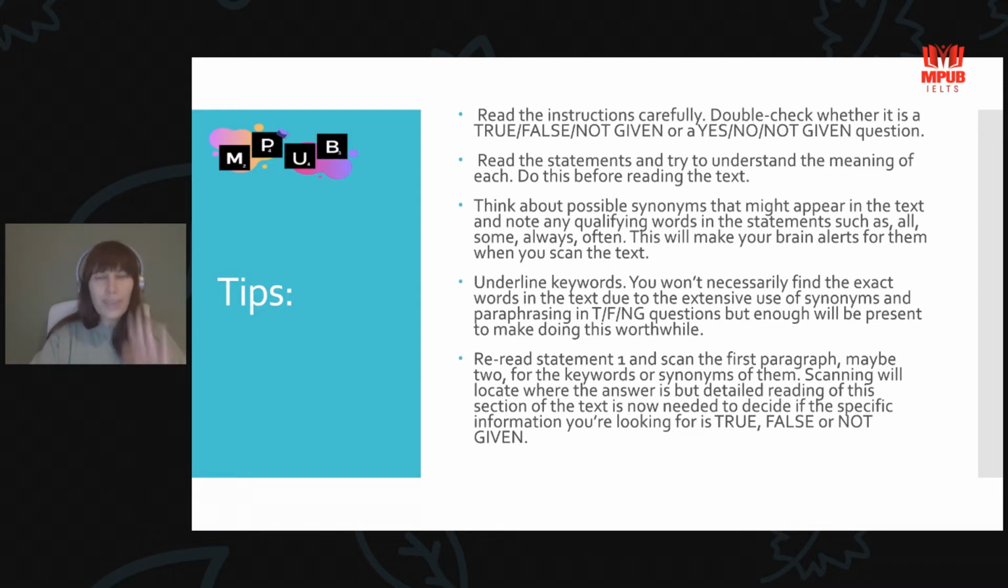Okay. Now, the next little tip I have for you is think about possible synonyms that might appear in the text, as this might help you find the answers. Because remember, the true statements are often paraphrased. Also, note any qualifying words in the statements, such as all, some, always, often. And therefore, this will make your brain alert for them when you scan the text. And at the end of this session, I will show you some examples of those qualifying words you can look out for, because they're very important. And if you can find them in the text, they're always a big clue to help you find those answers.